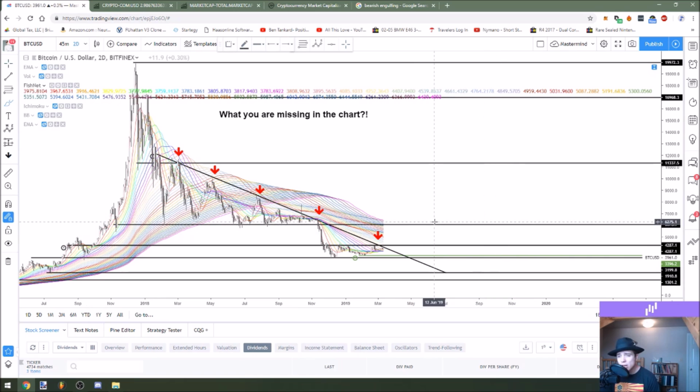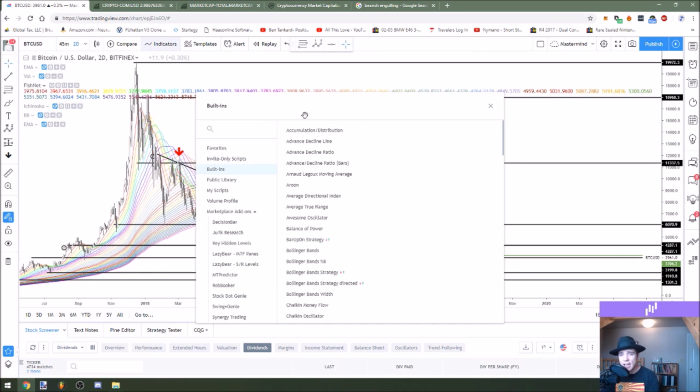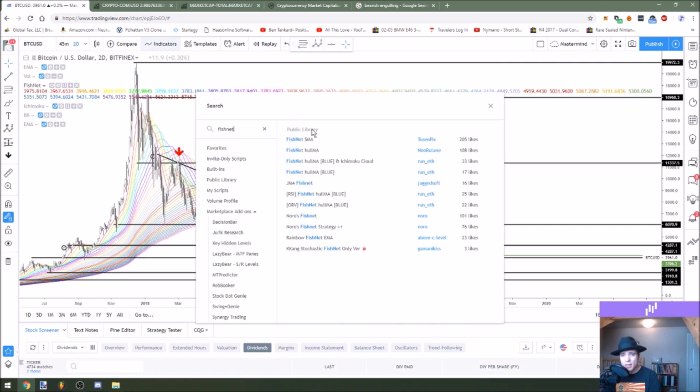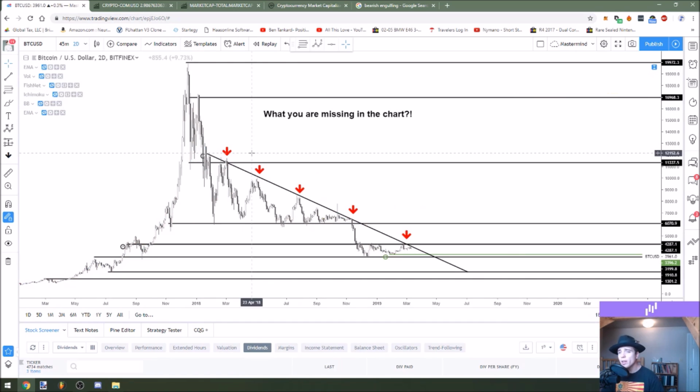And what we really want to watch for, probably this year we'll see it, is some type of a break up into the net and the net to get really, really small, so all these lines come into one low volatility area, and for the price to breach above that net. If you want to add the Fishnet for yourself, go ahead and click on indicators and then just search Fishnet, and you'll see very quickly the Fishnet SMA. It's got about 205 likes, and shout out to the creator of this indicator. So if you were missing that line, go ahead and add it to your chart.